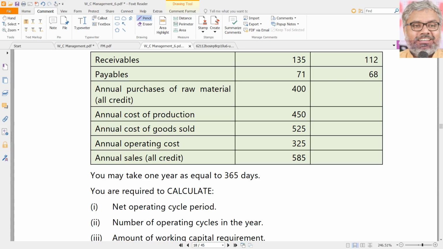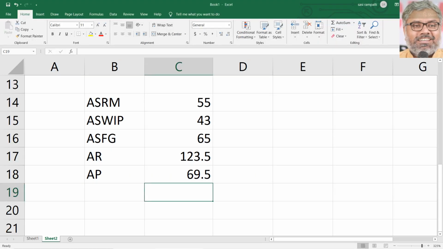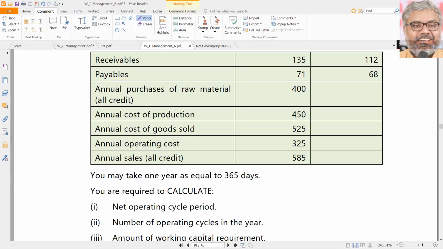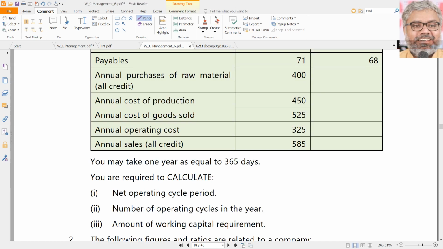That is the information which we require for the numerator, all of them. All of them are related to the numerator. Now we need the denominator also. For the denominator we need per day consumption and per day cost of production, per day cost of goods sold, etc.